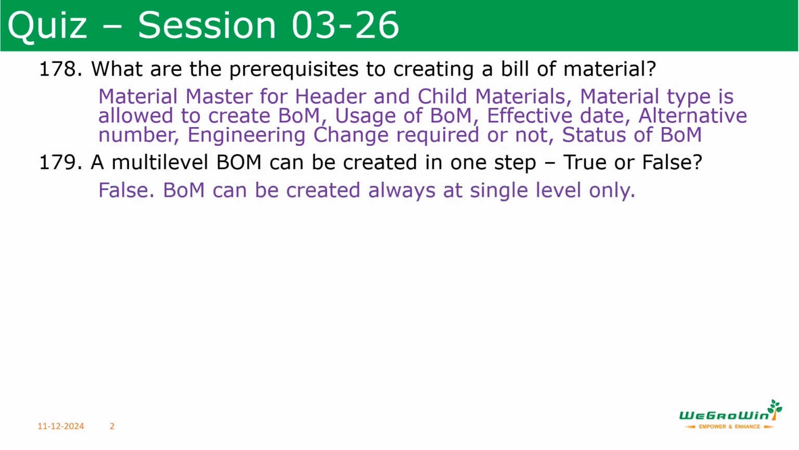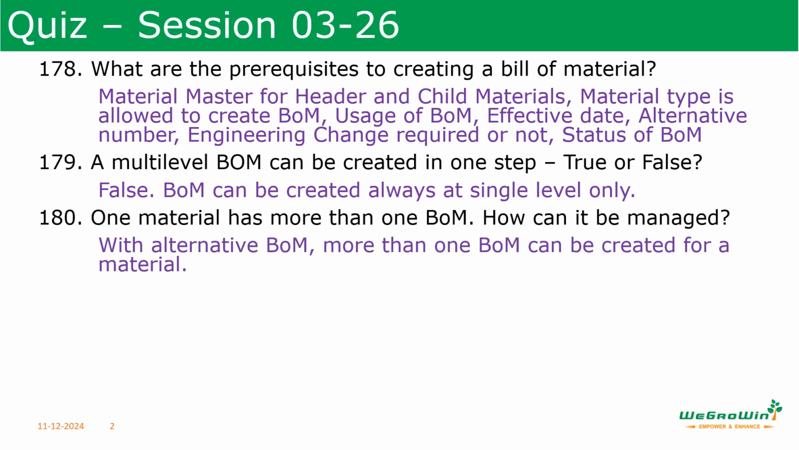A multi-level BOM can be created in one step, true or false. False. BOM can be created always in single step only. When we create the bill of material for two different materials, if they are having a child header relationship, automatically the bill of materials will be getting linked. One material has more than one BOM, how can it be managed? With the alternate BOM, more than one BOM can be created for a material.